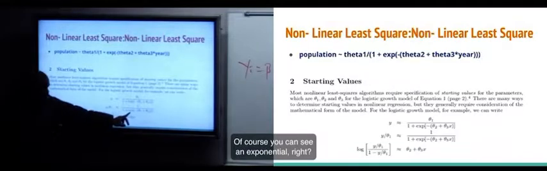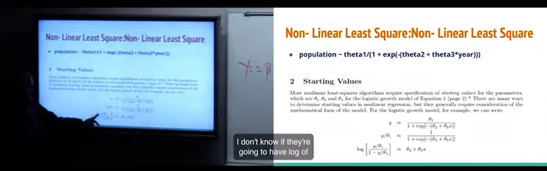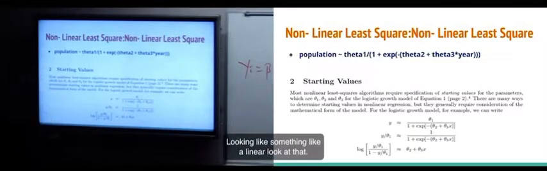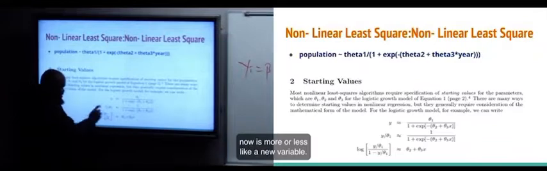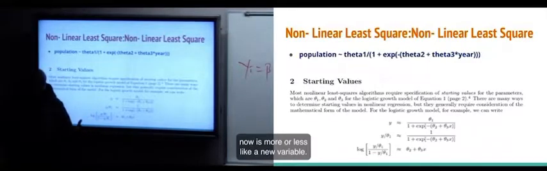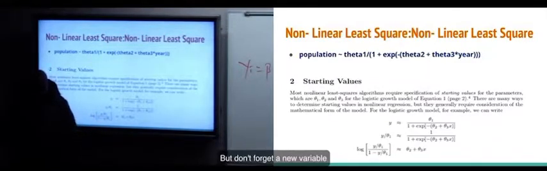Of course, you can see an exponential, right? At the end of the day, you're going to have log of that equal to that. It looks like something like a linear, right? Look at that. The whole of this is more or less like a new variable. But don't forget, it's a new variable that depends on theta 1.